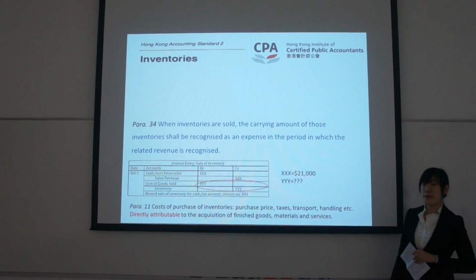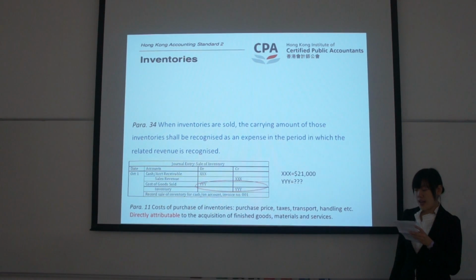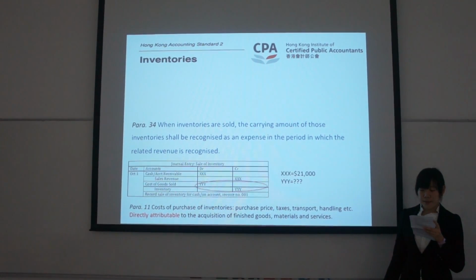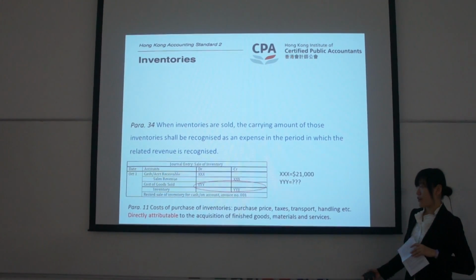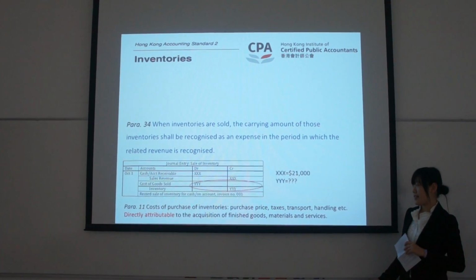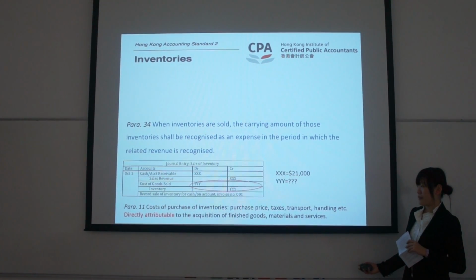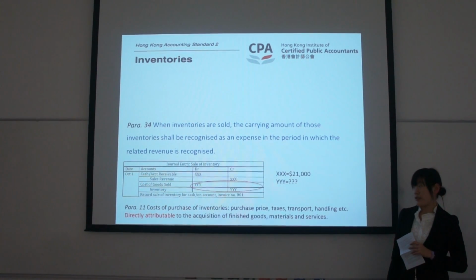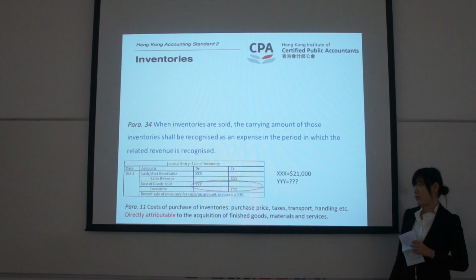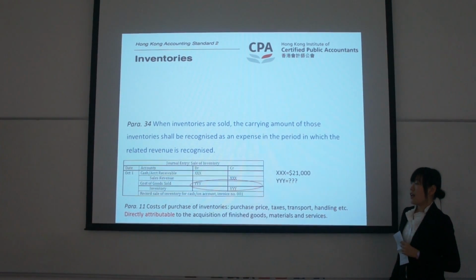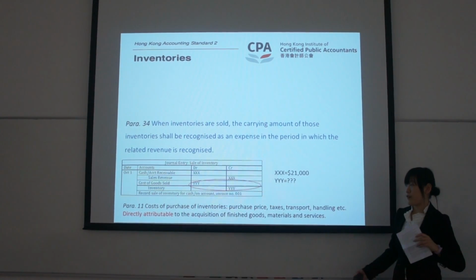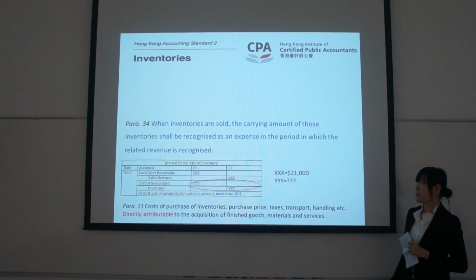And also, what does it mean by cost? HKAS says in paragraph 11 that the cost of purchase of inventories comprises purchase price, taxes, transport, and handling fees. So in a word, costs directly attributable to the acquisition of finished goods, materials, and services. And in our case, we will include transport cost as part of the cost of purchase of inventories.